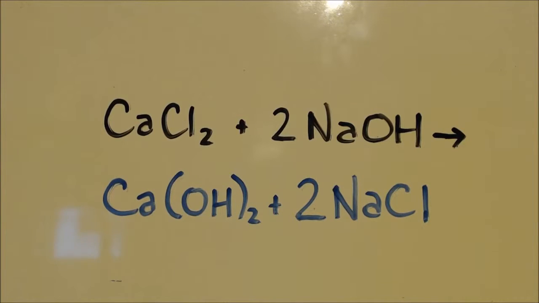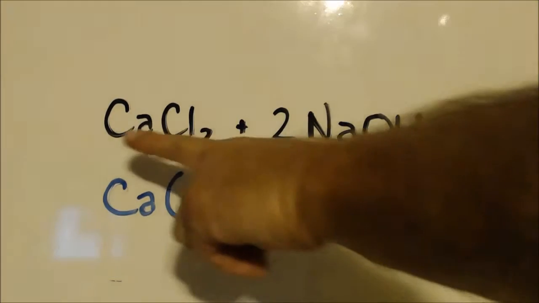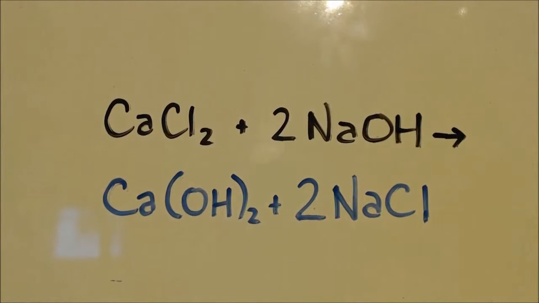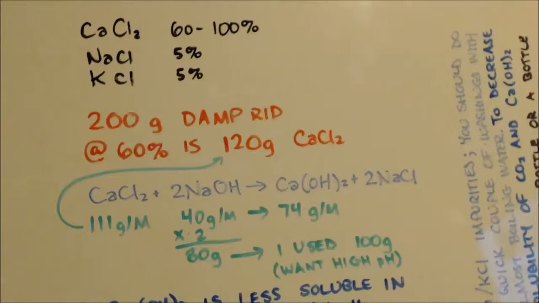This is John Black, Super Chemist, here to show you how to make some calcium hydroxide. Here's the equation. I'm going to use some calcium chloride and some sodium hydroxide. You can see I need twice as much sodium hydroxide as I do calcium chloride, so I'll have to keep that in mind. It will make calcium hydroxide and some table salt.